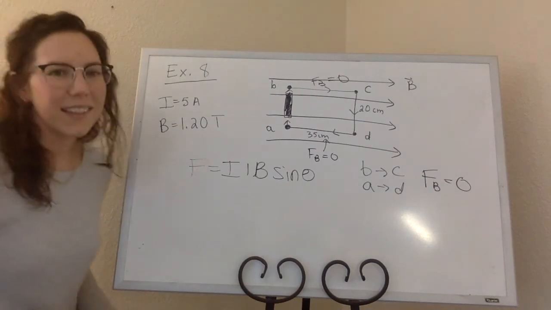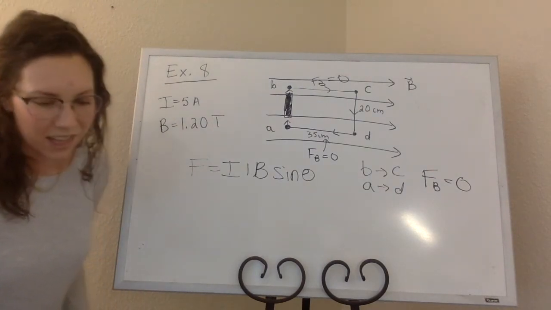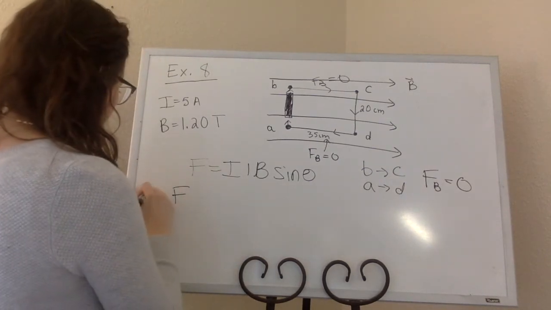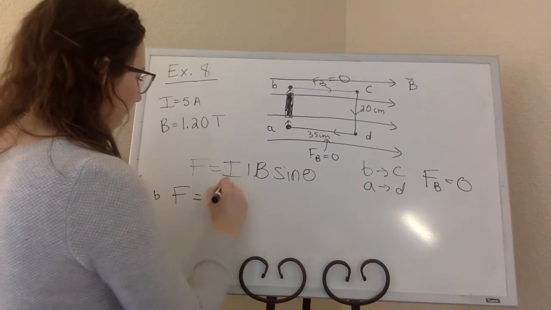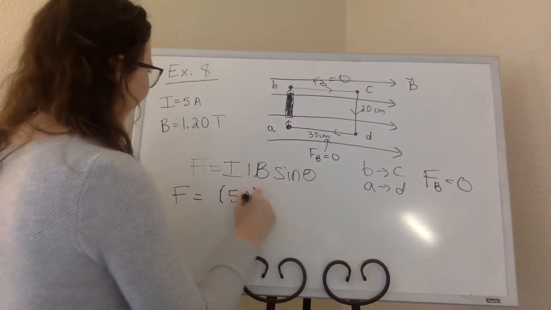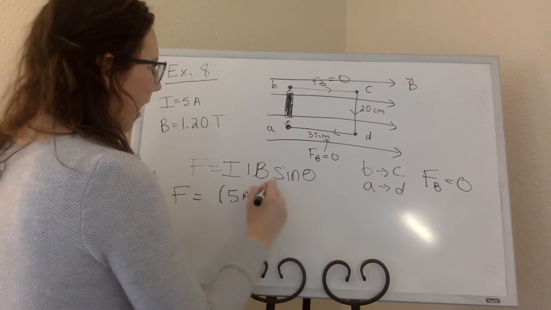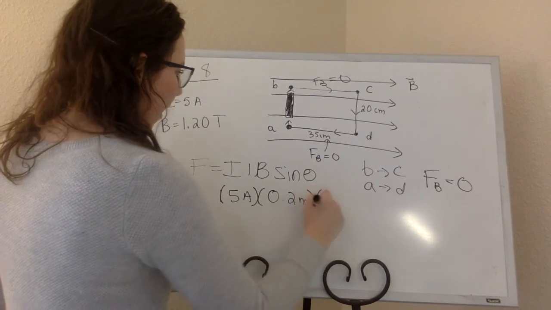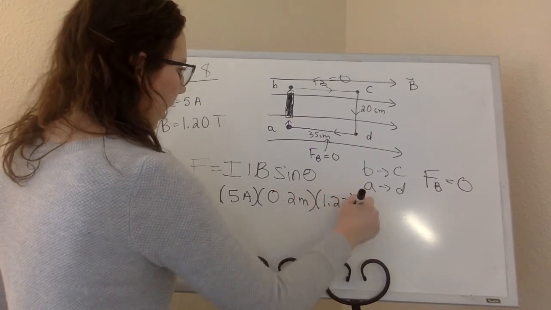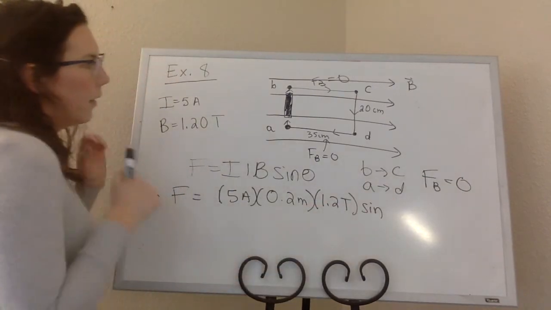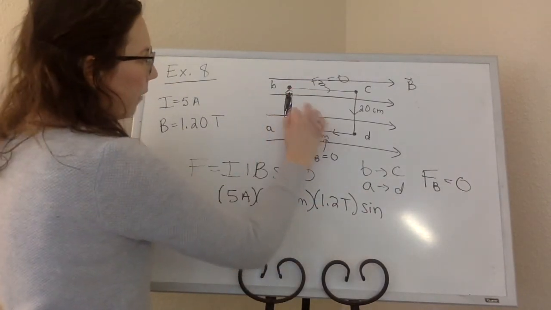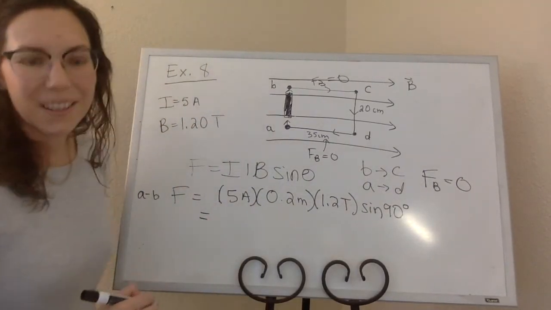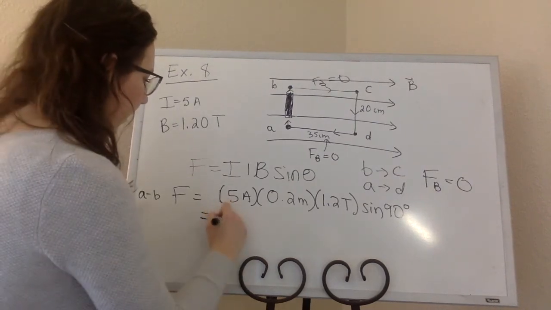Okay, and then we can calculate A to B and C to D. So we'll have F. Let's do A to B first. A to B is our current, 5 amps, times the length on that side, which is 0.2 meters, and then 1.2 Tesla times sine. In this case, when it's going up, we have sine of 90, so it's exactly perpendicular to that field. And that gives me a value of 1.2 newtons.